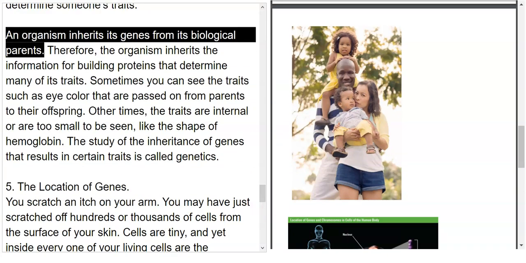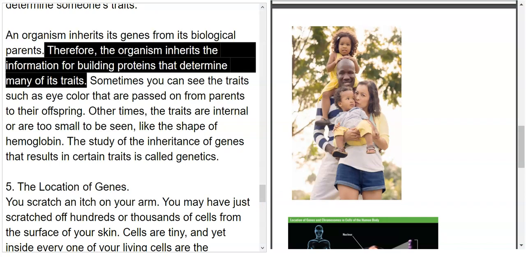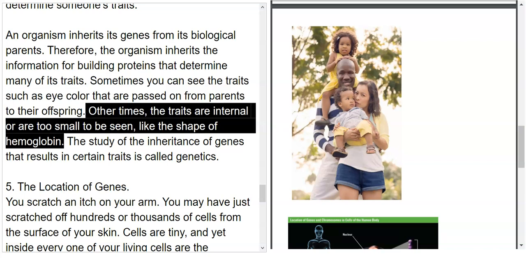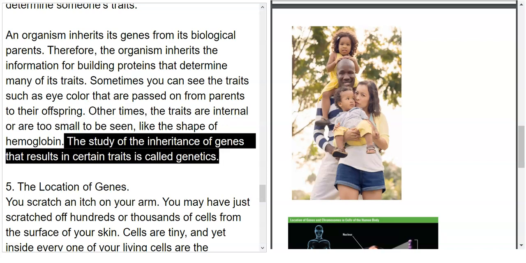An organism inherits its genes from its biological parents. Therefore, the organism inherits the information for building proteins that determine many of its traits. Sometimes you see the traits, such as eye color, that are passed on from parents to their offspring. Other times, the traits are internal or too small to be seen, like the shape of hemoglobin in red blood cells. The study of the inheritance of genes that results in certain traits is called genetics.